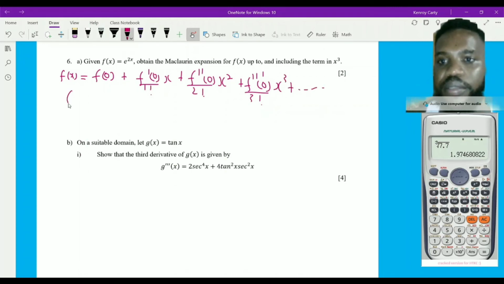Now for e to the x, let me start with f of x equal e to the 2x. Now f of 0 simply means that you put 0 in the place of x.